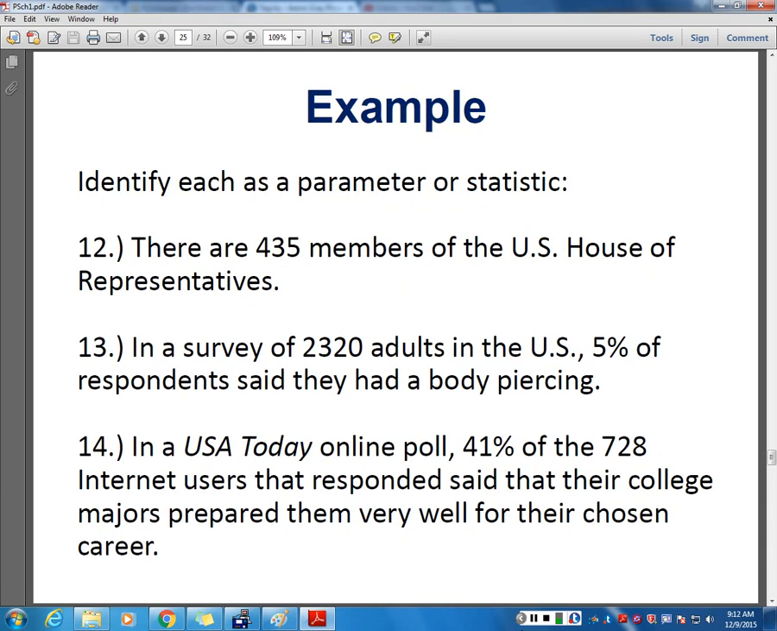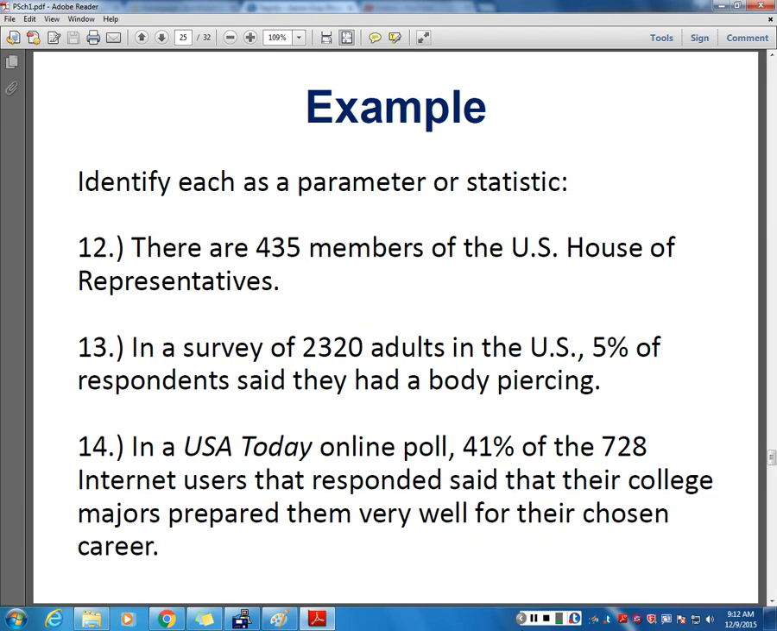I'll identify each of these examples as parameters or statistics. Number 12. There are 435 members of the U.S. House of Representatives. 435 is a numerical measurement, and it's a count of the number of members in the U.S. House. Well, because that number is describing the entire population of U.S. representatives, that is a parameter.